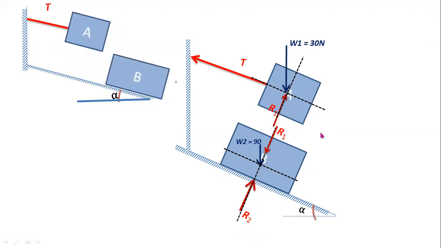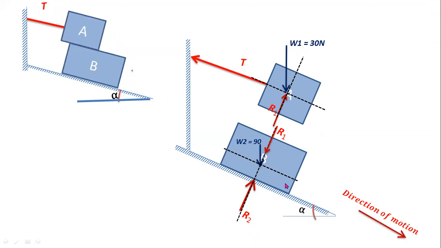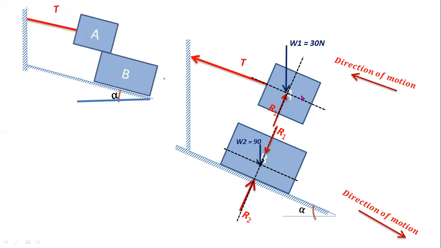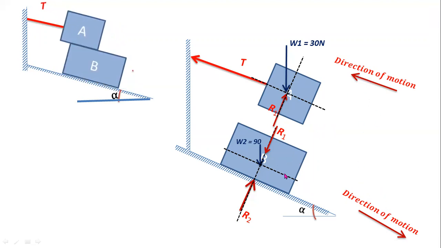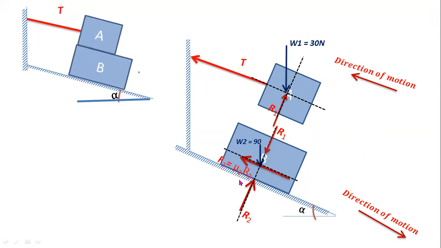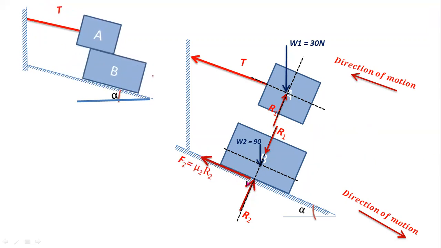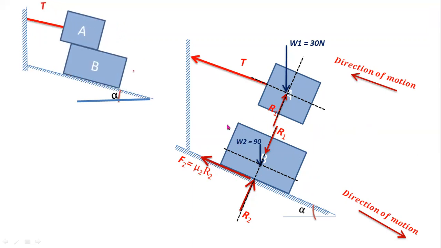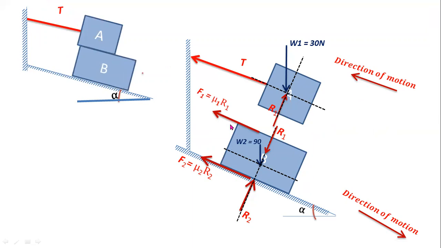Now you have to consider the direction of motion of block B as downward. The direction of motion of block A is opposite to the direction of motion of block B, both are in opposite directions. Now you have to consider frictional force. Frictional force between the inclined plane and block B is F2, F2 equal to mu2 R2. And also friction force between block A and B is F1, F1 equal to mu1 R1.